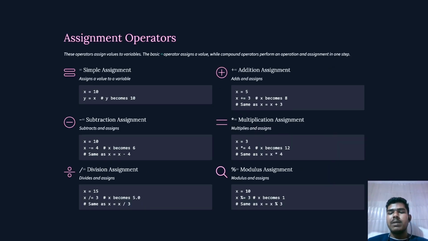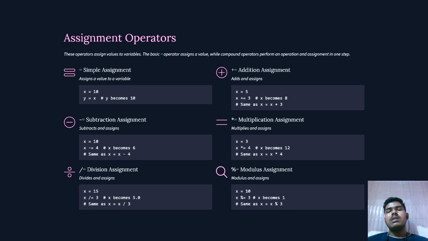And fourth one is assignment operator. Assignment operators values को variables को values assign करते हैं, means assignment operators are used to assign values to variables, okay. In this there are six types of assignment operators. First one is simple assignment. In this, assignment assigns a value to a variable. X is equal to 10, y is equal to x, means y becomes 10. That means x is equal to 10, then we get y becomes 10, okay.